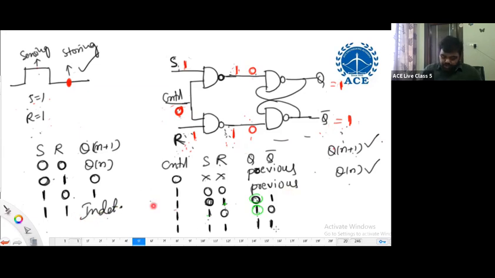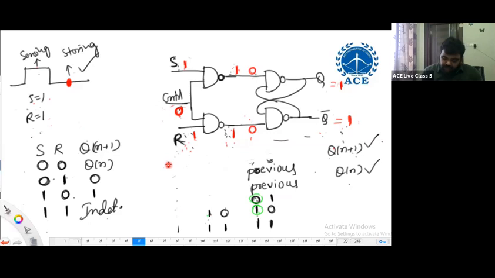You don't need to understand all this, but just remember this one. The SR table is important. Remember this one. Even though you are not understanding all these ones and zeros, for understanding the next levels, you need to know the SR table. Why it becomes indeterminate is also important.